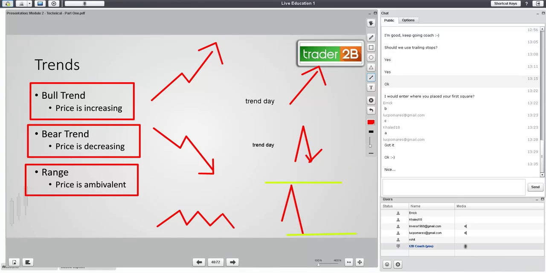So the price action will essentially just bounce between these levels right here, and they can close here, or it could close somewhere down at the lows, or it could close down at the highs. But that is what we call a sideways ranging day, a ranging market, where the price is ambivalent. So there's not really that much direction within the markets.